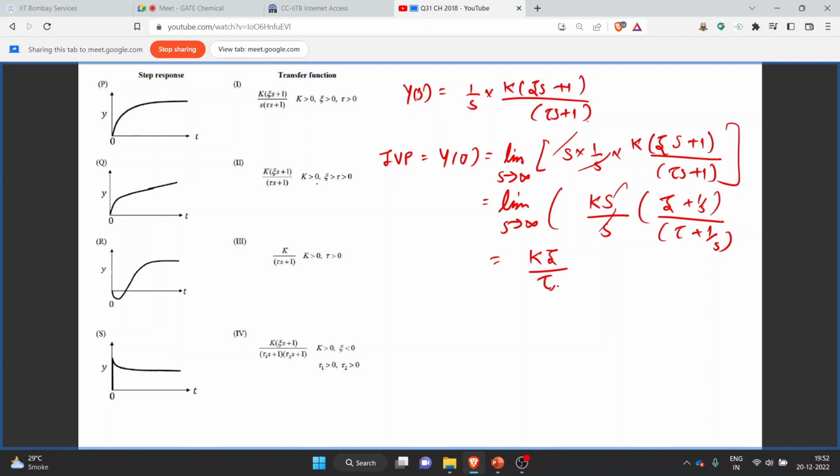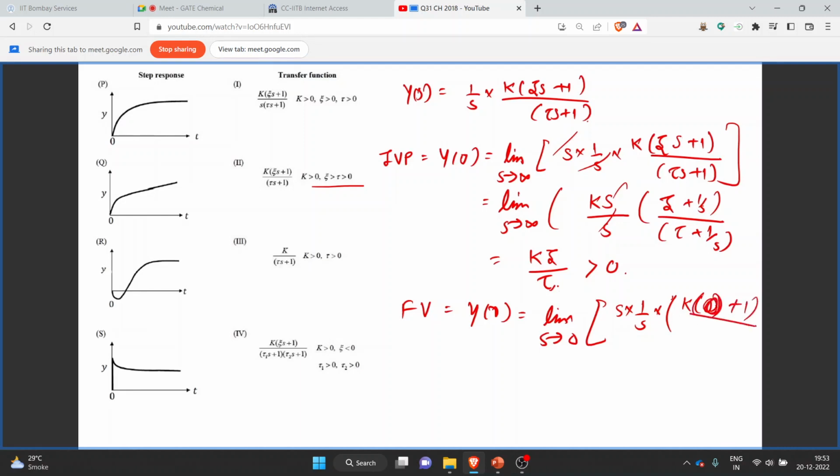Over here we have been given that all these values are greater than 0. That implies that this value will also be greater than 0. Similarly, we will find the final value. It will become y of infinity, that is limit s tends to 0 of sY(s). Putting s equal to 0, it will become k times 0 plus 1 upon again 0 plus 1, that is 1. This will get cancelled out. So the final value will be k, that is some constant. So the initial value is a positive value greater than 0, and the final value is also a positive value, that is greater than 0.